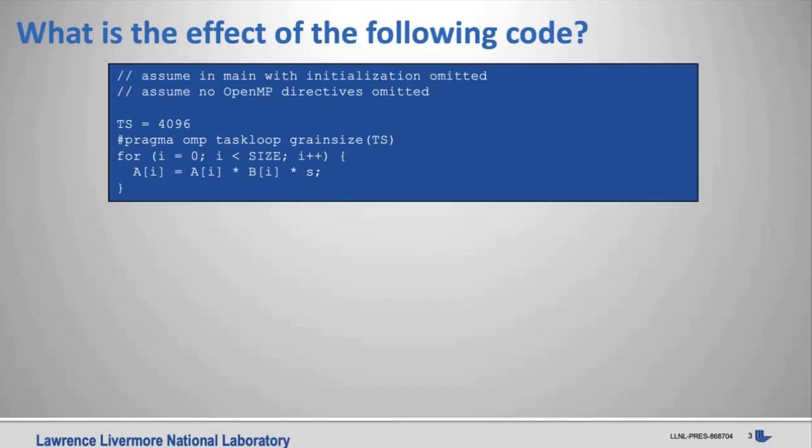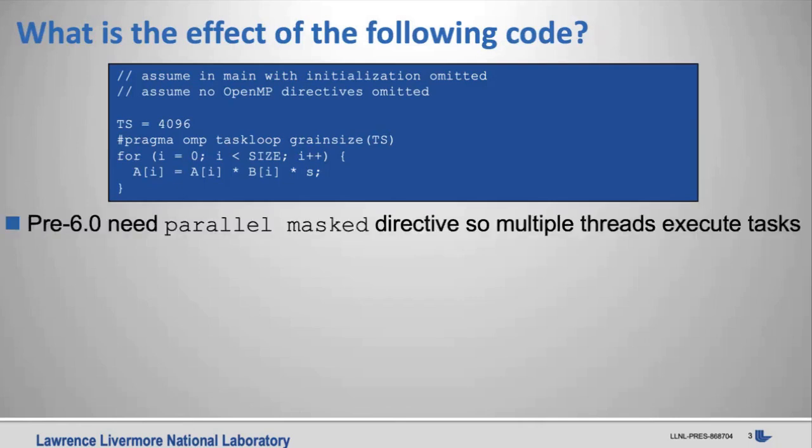So the question is, what is the effect of this code? Before 6.0, the effect is essentially that the iterations of the construct are executed in an arbitrary order. By the specification, they could be executed in essentially any order, but in chunks of 4,096 iterations. So the problem is that we haven't introduced any parallelism into the code at this point.